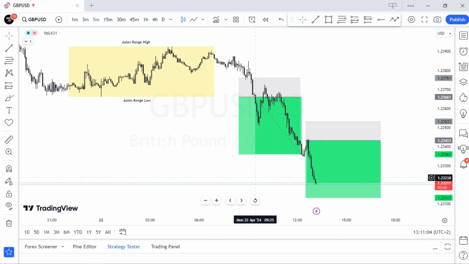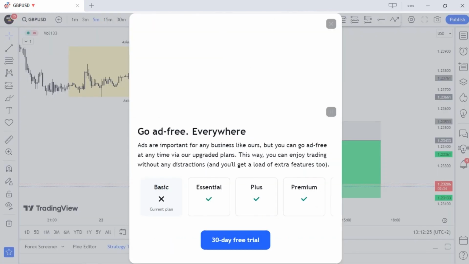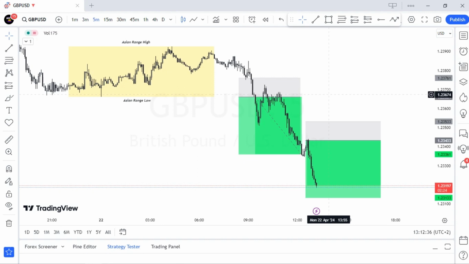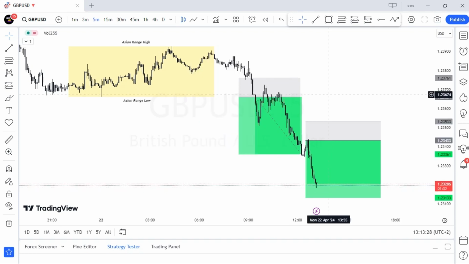Let me just wait for the TP to hit, and I'll update you guys. Looks like the market is retracing a bit. We're running 17 USD now. I've gone risk-free on the trade. I've moved my stop loss.